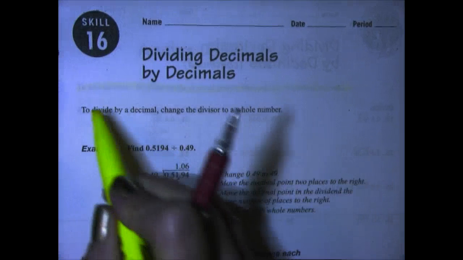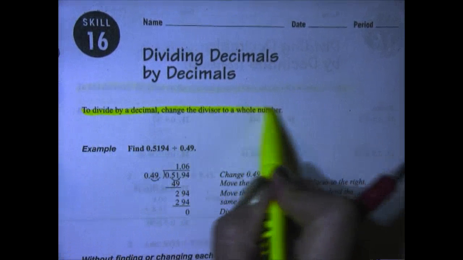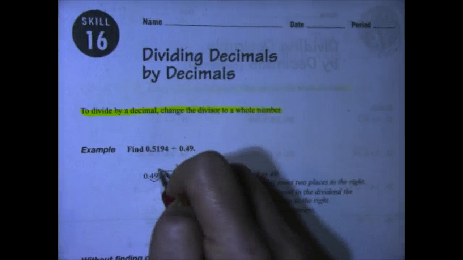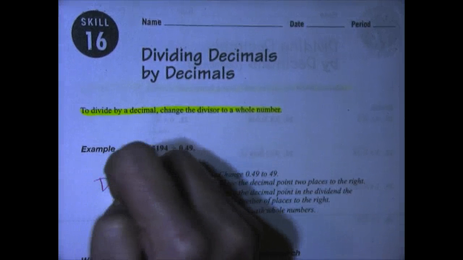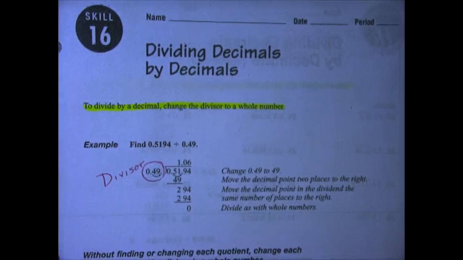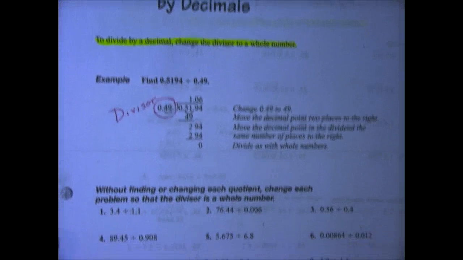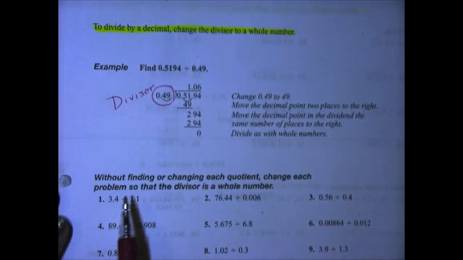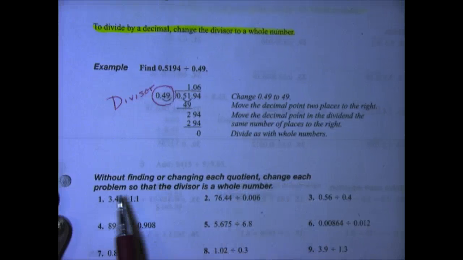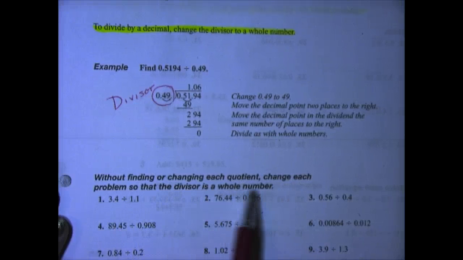To divide by a decimal, you need to change the divisor to a whole number. Now remember that the divisor is the one on the outside. So you need to change that to a whole number. Again, we've done this in class together, so I'm not going to spend a lot of time working on these with you. So without finding or changing each quotient, change each problem so that the divisor is a whole number.